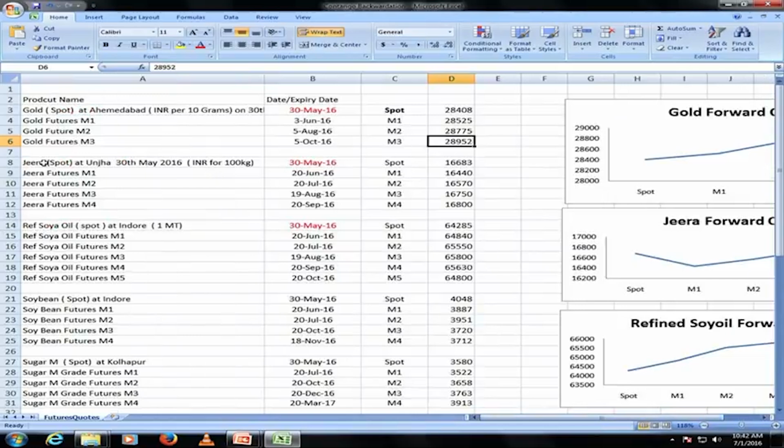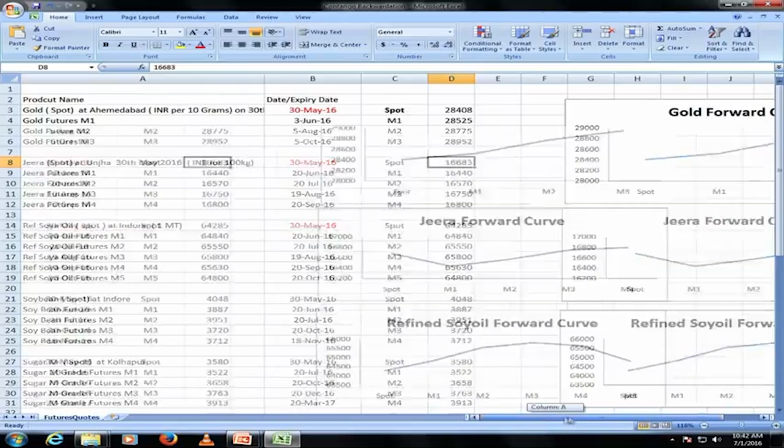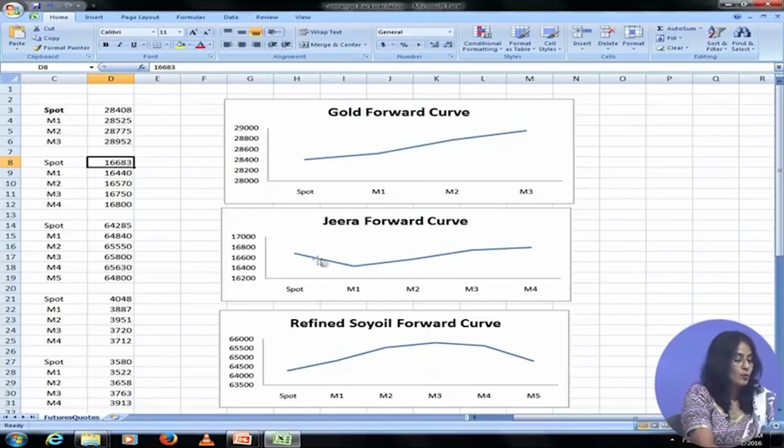Let's go back to this contract, JIRA. So what is the spot price? JIRA spot price is 16,683, but what is the M1 price? M1 price is 16,440 and M2 price is 16,570. So this M1 and M2 are less than your spot price. So this part is a backwardation market, but the other two prices are more than the spot price, and this will be a contango market.